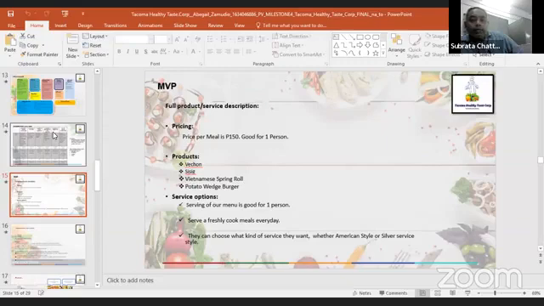Now, coming to the MVP, the value proposition. It's a full product or service, and the price in Filipino currency is 150, which is good for one person. The products, as I said, are sisig, lechon, Vietnamese spring roll, and potato wedge burger. The service option is that their menu is good for one person. They can serve freshly cooked meals every day, and customers can choose what kind of service they want, whether the American style or the silver service style, or whatever style suits them.